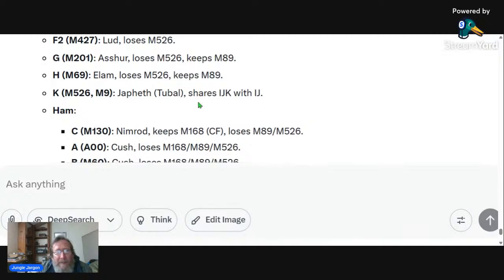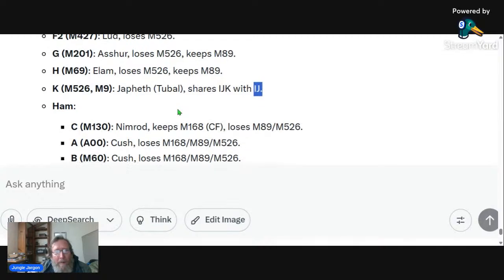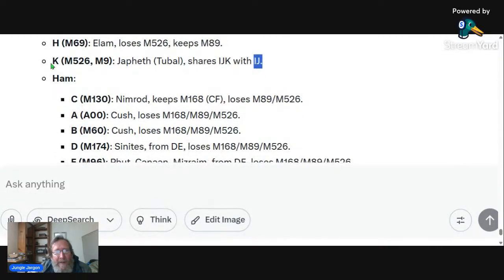K, Japheth Tubal shares IJK with IJ. So he shares the M256 with IJ. And then he has his own designation, which is M9. So K is M9. And then the K element, LP, Q, R, S, and T, they all branch out after K. Not from K, but after K, because they have the same common ancestor, obviously.